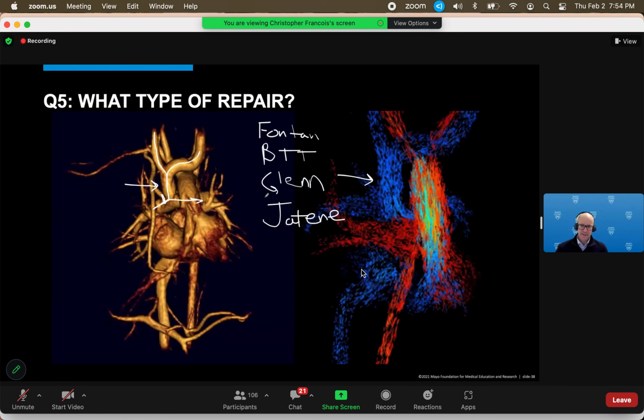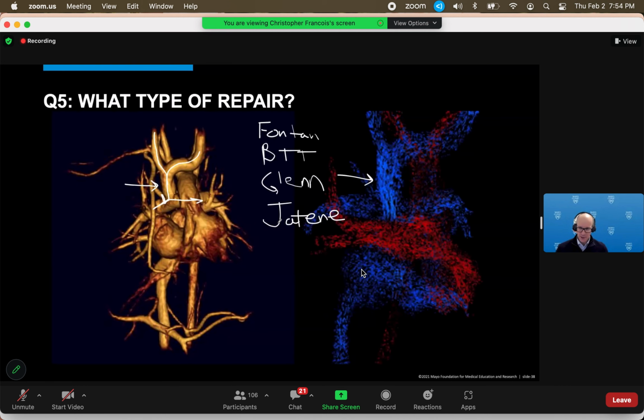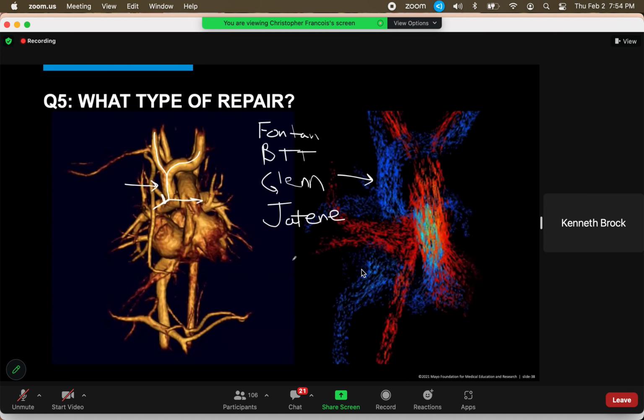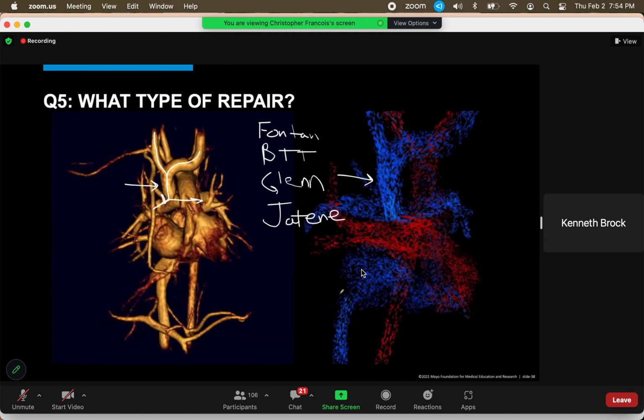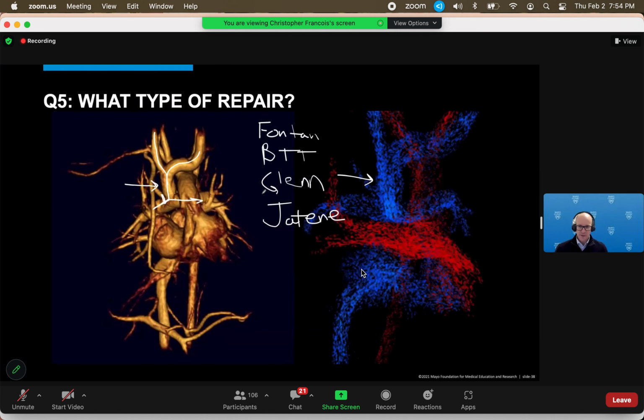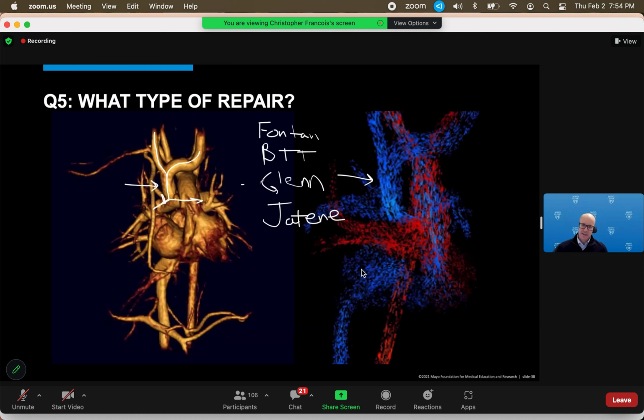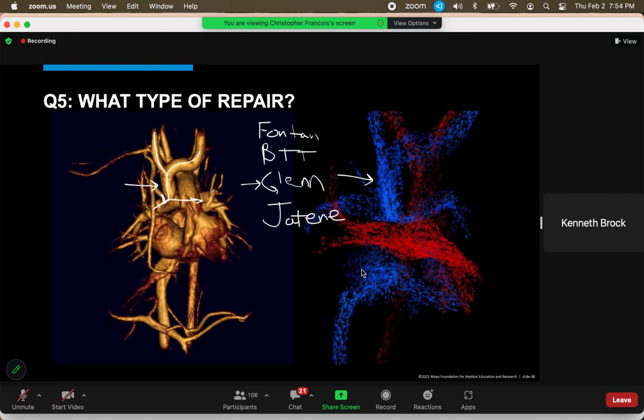Is it the Fontan? Is it the BTT? Is it the Glenn? Is it the Jatine? I think that would be Fontan, since it's bypassing the heart. Close. This is one step before we do the Fontan. This is the Glenn. So the Glenn, yeah.